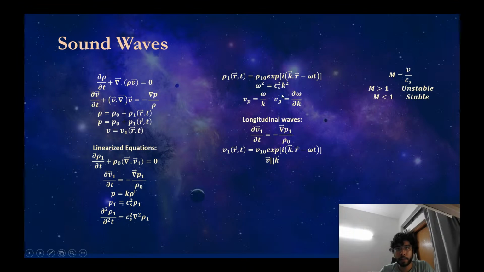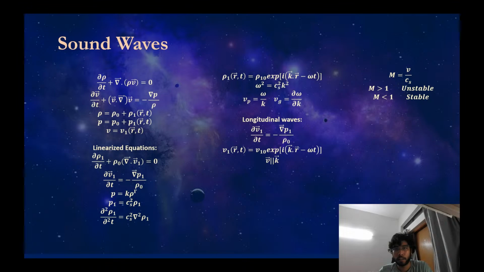Similarly, we can calculate the phase velocity, which is omega by k, and the group velocity, del omega del k. And for a non-dispersive fluid, we will get both the same, right? Okay.